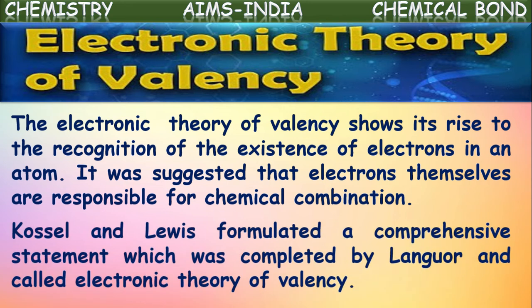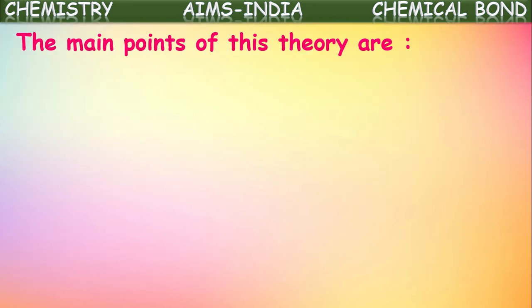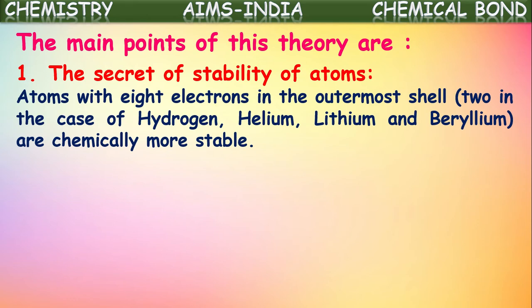Kossel and Lewis formulated a comprehensive statement which was completed by Langmuir and called electronic theory of valency. So these scientists have given a comprehensive statement which explains the chemical nature of the elements, or how reactive these elements are. What do we say? Electronic theory of valency. Now let us see the important points from this electronic theory of valency. First among them is the secret of stability of atoms. So it explains how the elements are being stable.